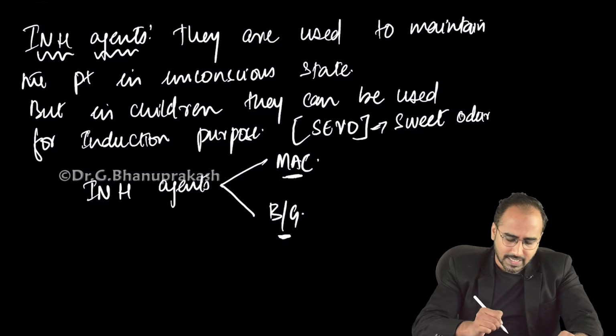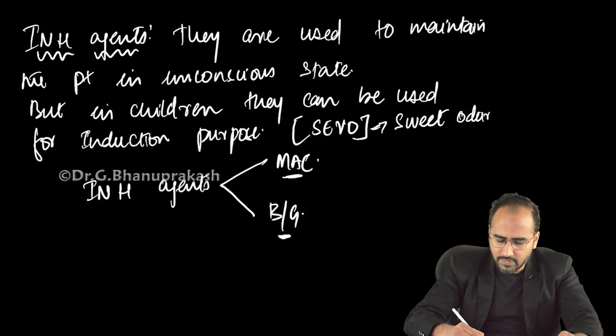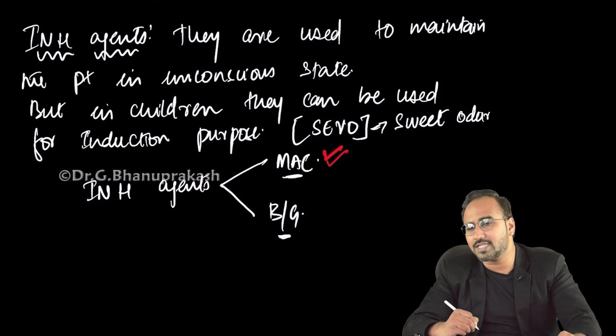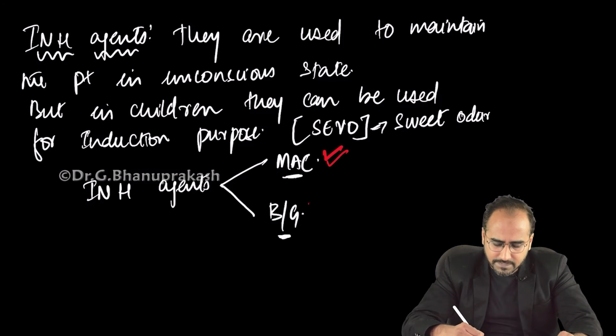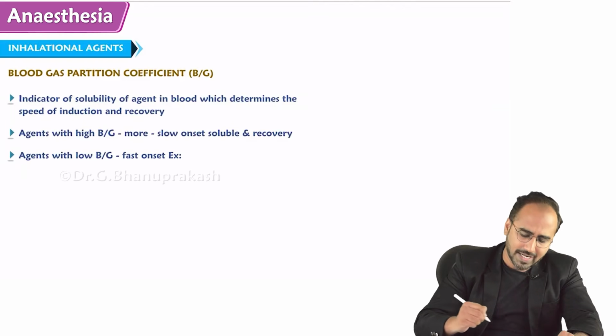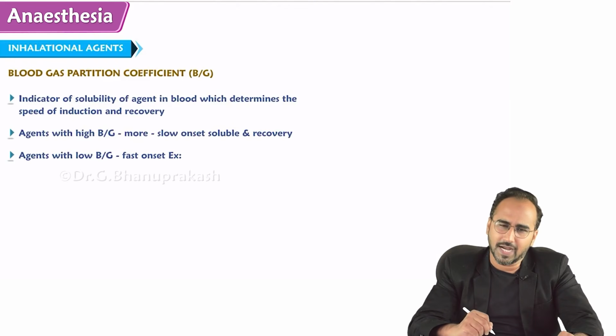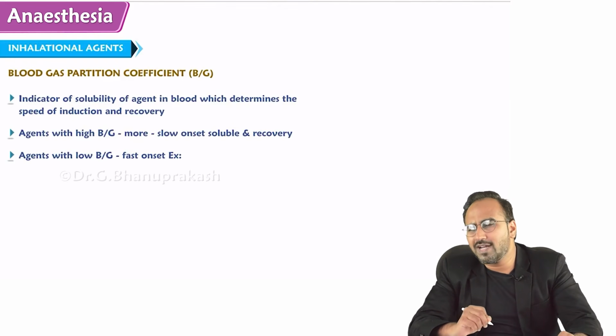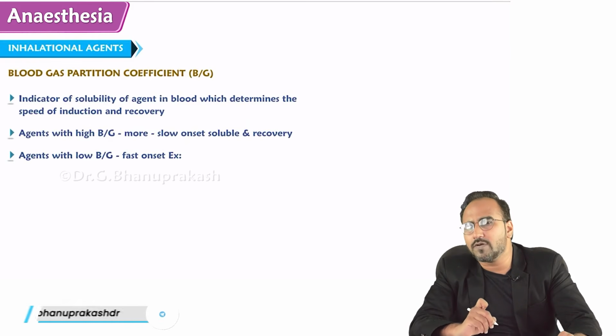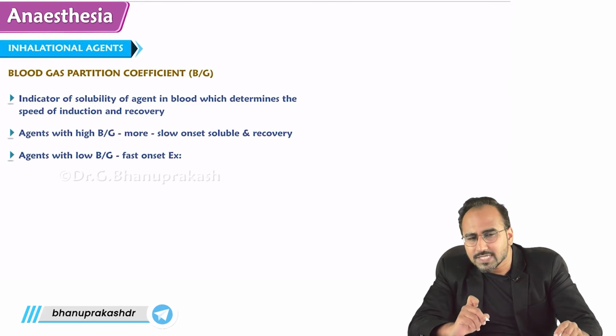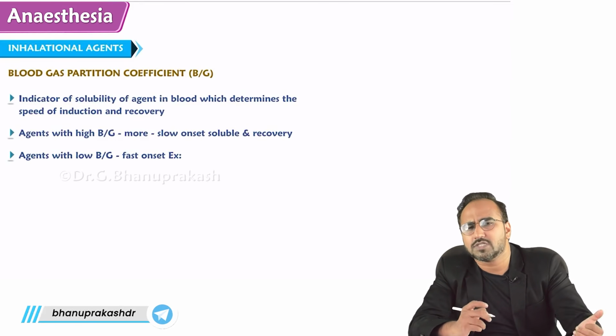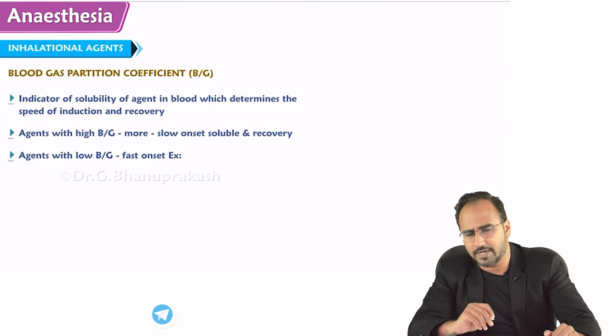So I told you guys, inhalational agents work on two principles. One principle just now we have discussed, that is MAC. What is the other principle that the inhalational agent works on? The other principle is the blood gas partition coefficient. What is meant by blood gas partition coefficient? It is nothing but the solubility of the inhalational agent in the blood.